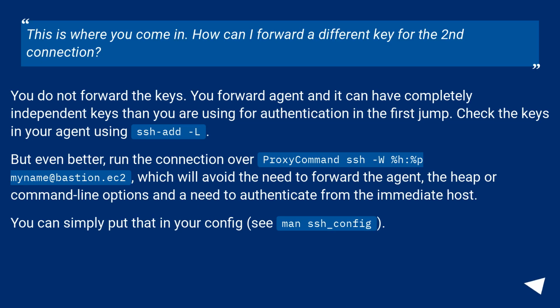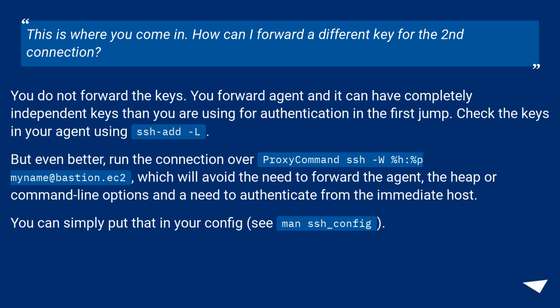This is where you come in. How can I forward a different key for the second connection? You do not forward the keys. You forward the agent and it can have completely independent keys than you are using for authentication in the first jump. Check the keys in your agent using ssh-add -L.